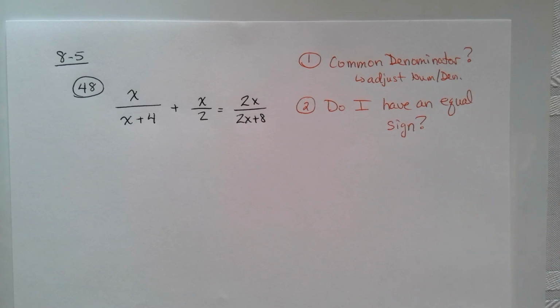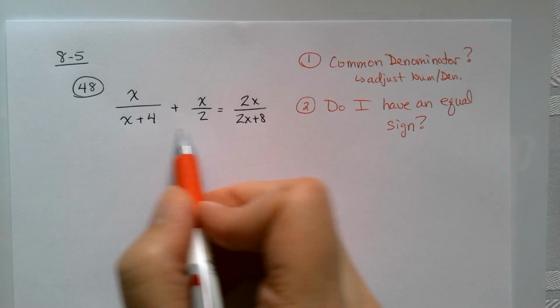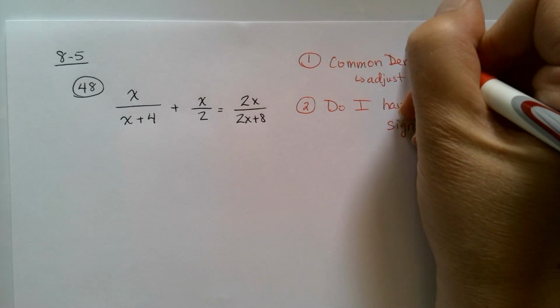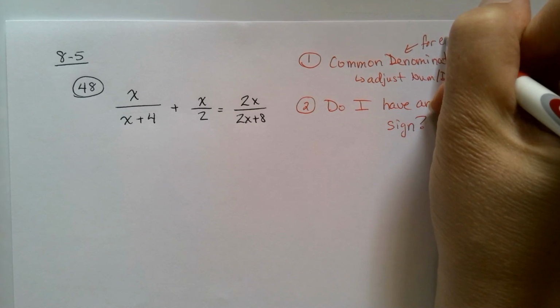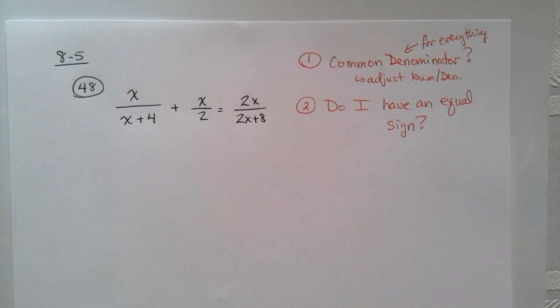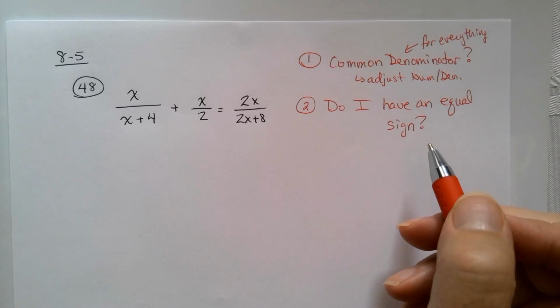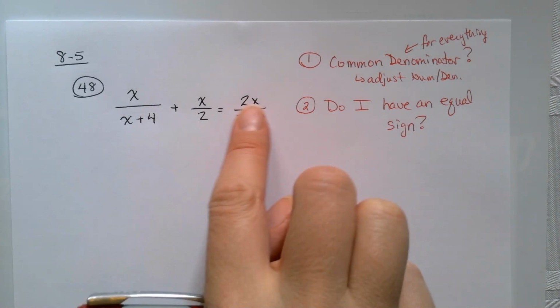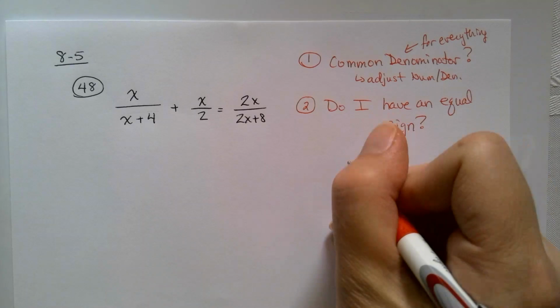Because if I have a common denominator across everything, okay, do I have a common denominator for everything? I guess I should get more specific. Do I have a common denominator for everything? And then do I have an equal sign? And if so, then I can set my numerators and compare them. So let me do a real quick review over here.